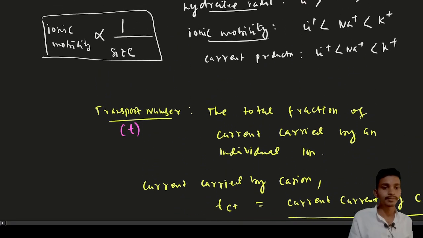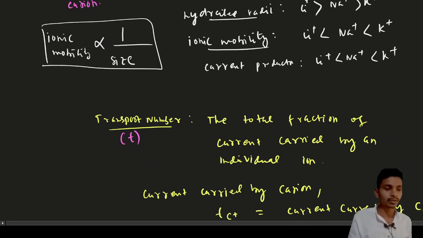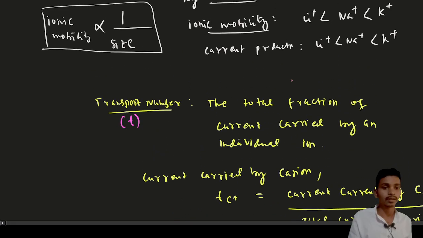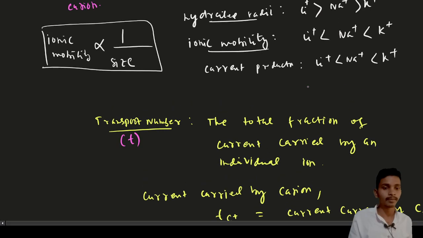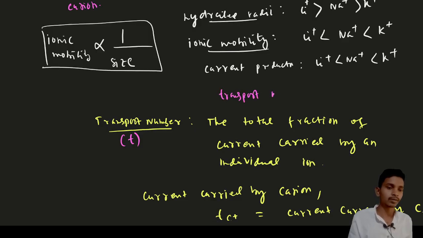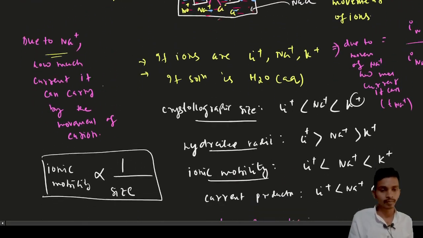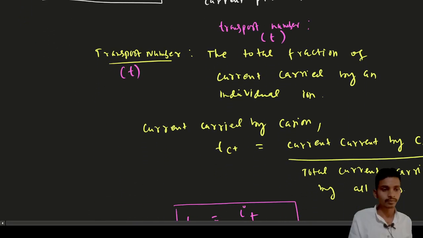Now the question is, what is the transport number order of this? If he says here in a solution, so I will erase it.